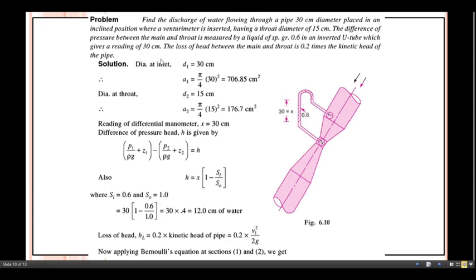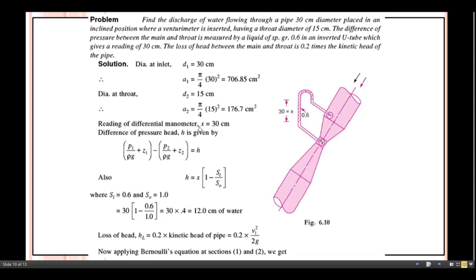So whatever the information given regarding the inlet diameter and the diameter corresponding to the throat, from that get the value for the area. This one is given 30 centimeter, this one is given 15 centimeter. Substitute here, and we can get A1 as 706.85 centimeter square and A2 as 176.7 centimeter square.